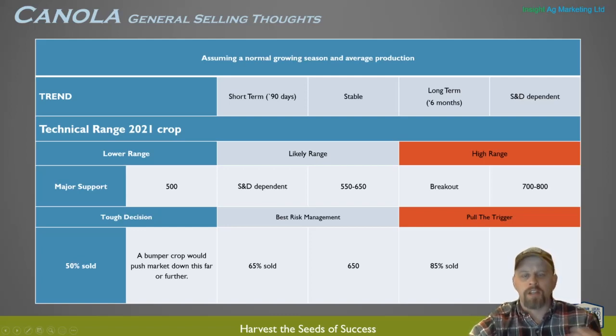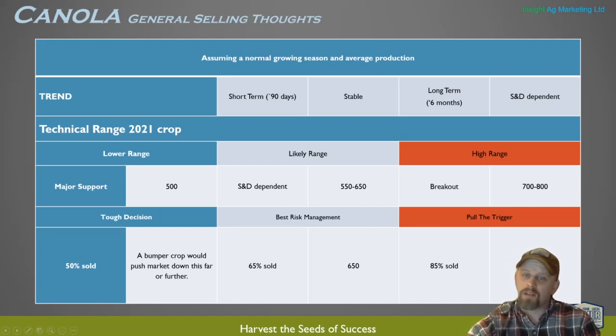The lower range that I think is going to be happening in 2021 is we're going to see some major support around that 500. And if there's a bumper crop, I think the market would be pushed down that far, and maybe a guy wants to sell half your production at that. I mean, that's not exciting at all, but it's a lot better than what we sold before.